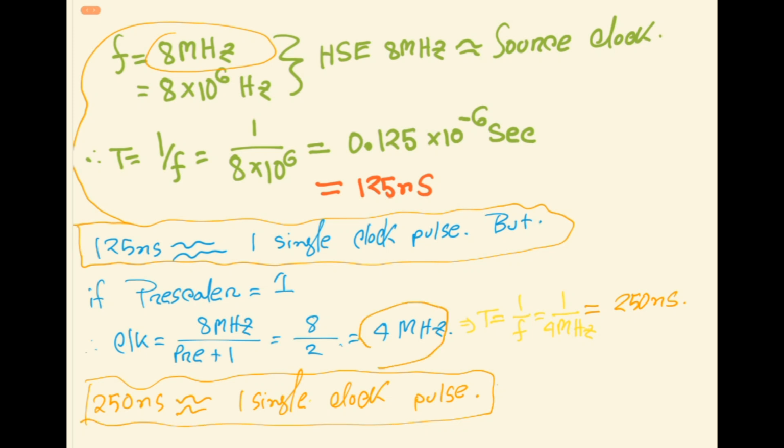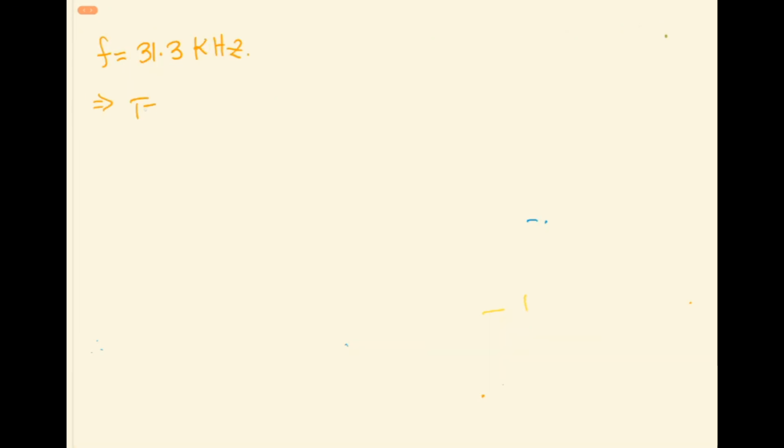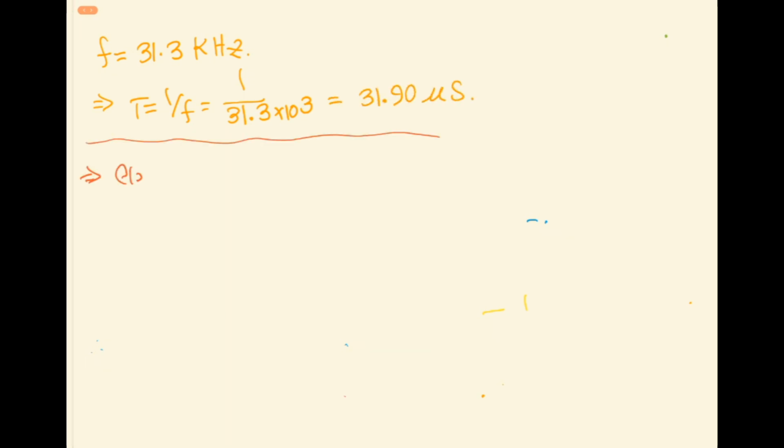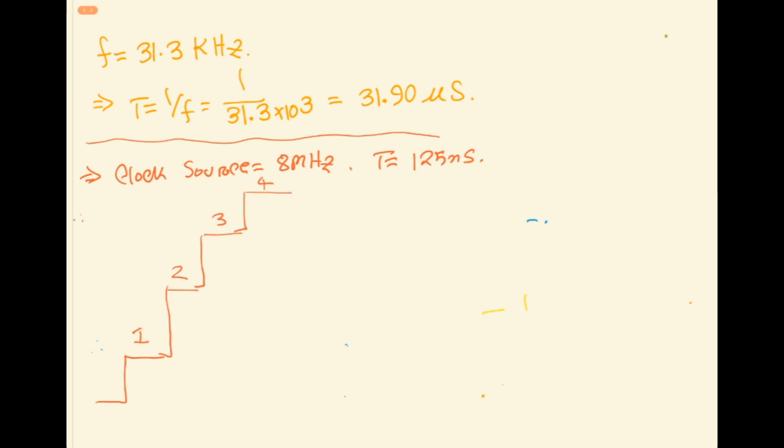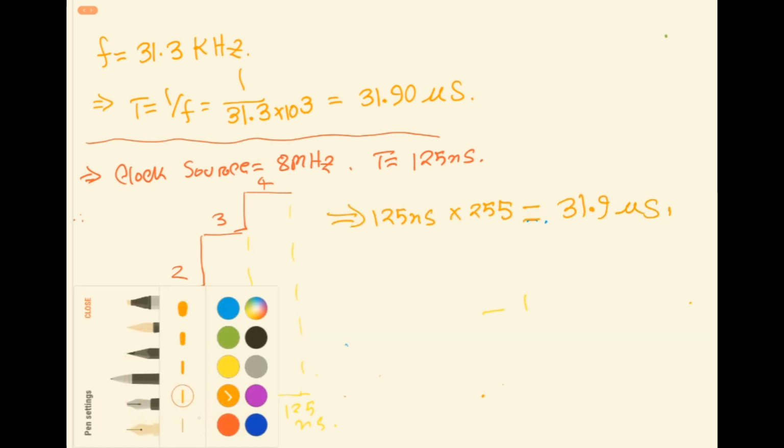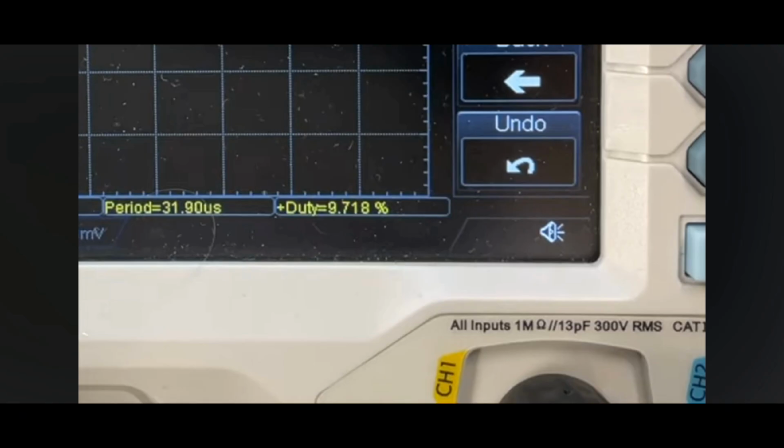Now my oscilloscope is showing me that the PWM frequency is 31.3 kilohertz. Now the period will be 31.90 microseconds. So my clock source is 8 megahertz and the period is 125 nanoseconds. So my timer will take 125 nanoseconds in each increment. So my counter has to count from 0 to 255. To count from 0 to 255, it will take 31.9 microseconds. And my oscilloscope is also showing me that the period is 31.90 microseconds.